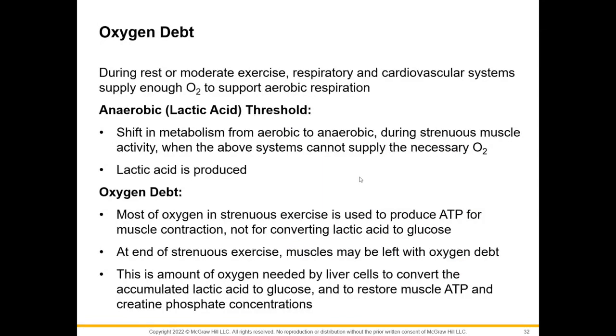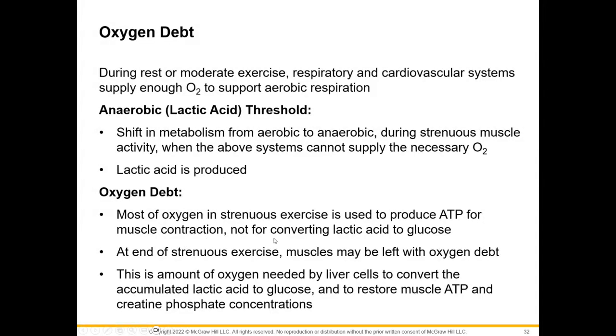Okay, let's talk about oxygen debt. During rest or moderate exercise, the respiratory and cardiovascular systems will supply enough oxygen to support aerobic respiration. But there is an anaerobic threshold or lactic acid threshold. You have a shift in metabolism from aerobic to anaerobic during really strenuous muscle activity when the above systems cannot supply the necessary oxygen. And that's when the lactic acid builds up. And then oxygen debt occurs.